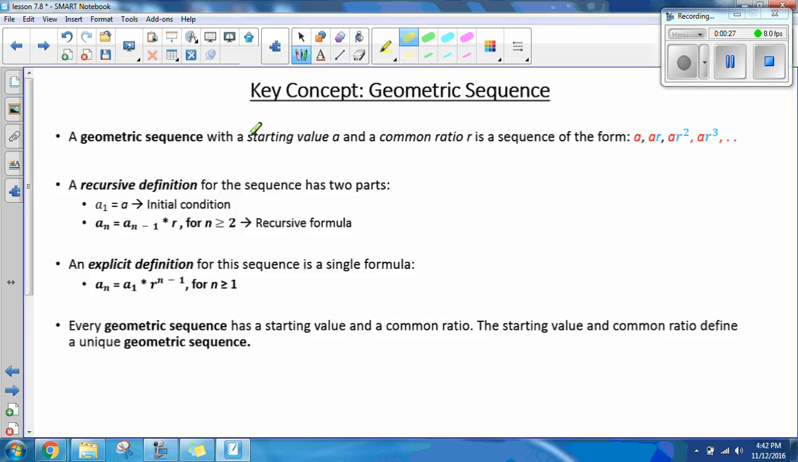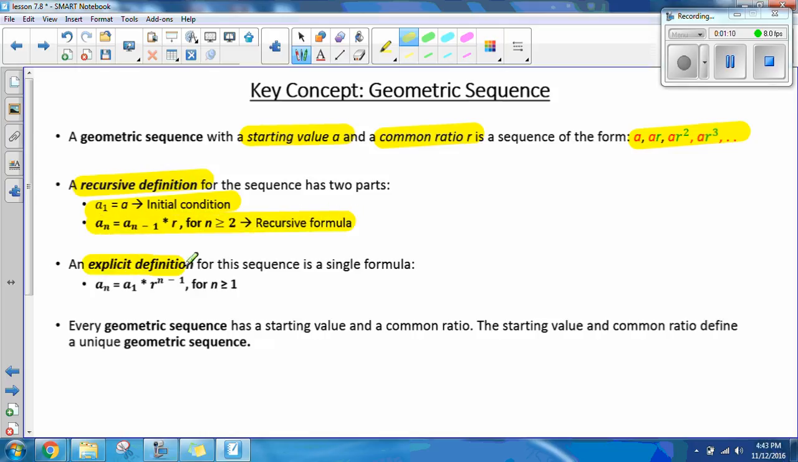A geometric sequence with a starting value a and a common ratio r is a sequence of the form a, a times r, a times r squared, a times r cubed, etc. For the recursive definition, the sequence has two parts. First, you need to identify the initial condition as a sub 1, which is equal to a, your starting value. You also need the second part, which is the next term, a sub n, equal to a sub n minus 1, the previous term, times r, which is your common ratio, for n greater than or equal to 2, as part of the recursive formula.